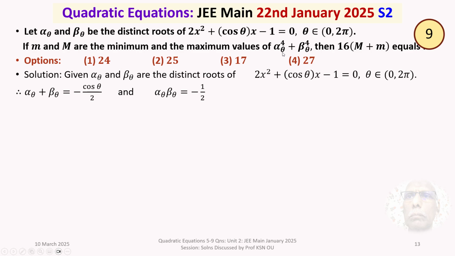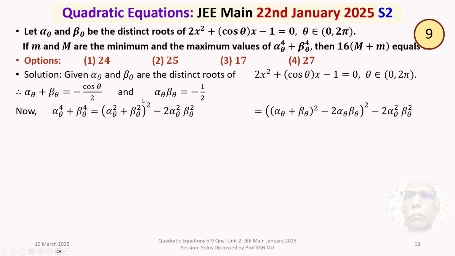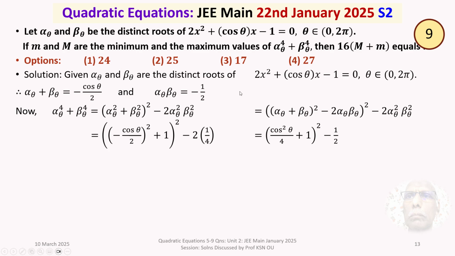It's not difficult to find out alpha theta to the power of 4 plus beta theta to the power of 4. Now, alpha theta to the power of 4 plus beta theta to the power of 4 is equal to (alpha theta square plus beta theta square) whole square minus 2 times alpha theta square into beta theta square. For the sum of the squares, we write (alpha theta plus beta theta) whole square minus 2 alpha theta beta theta. That will be (alpha theta square plus beta theta square) whole square minus 2 times alpha theta square beta theta square. This is equal to (alpha theta plus beta theta) whole square, which is (minus cos theta by 2) whole square, and this one minus 2 alpha theta beta theta.